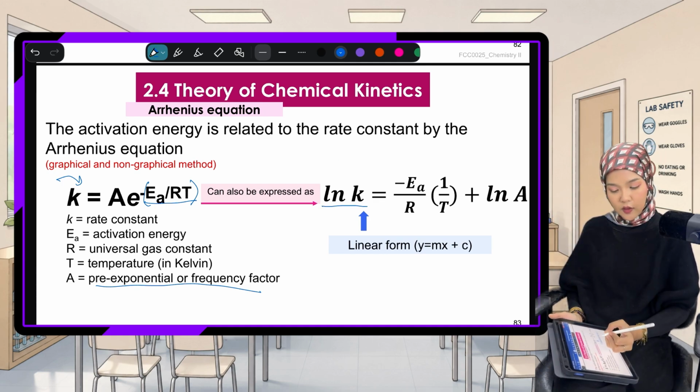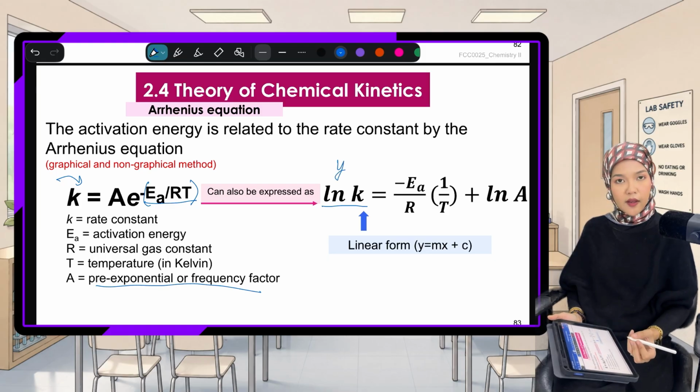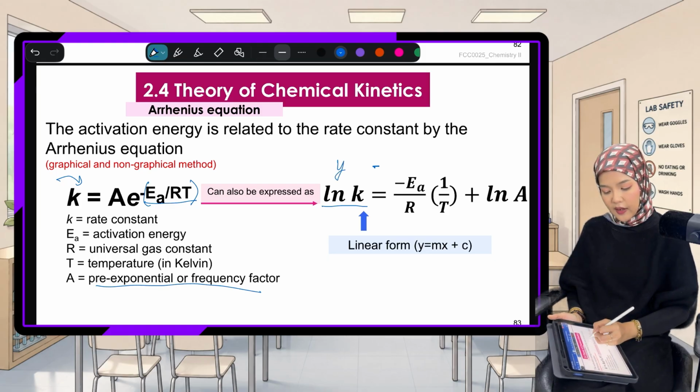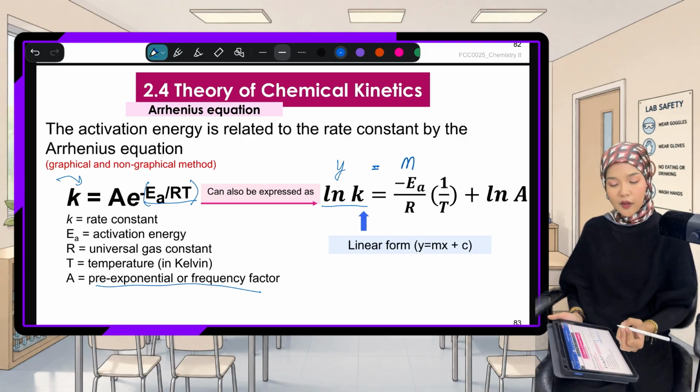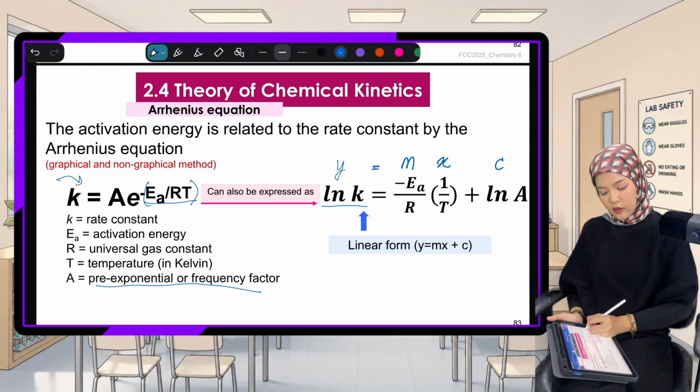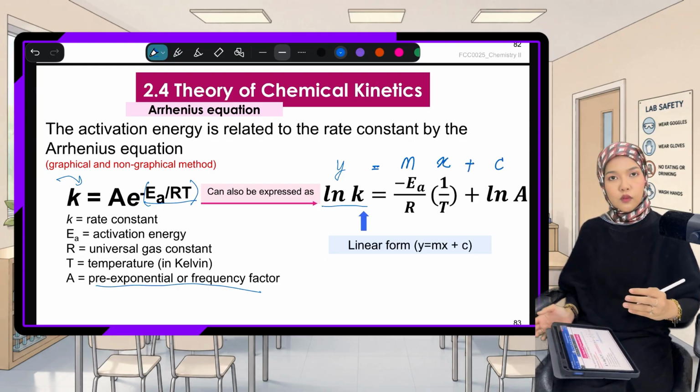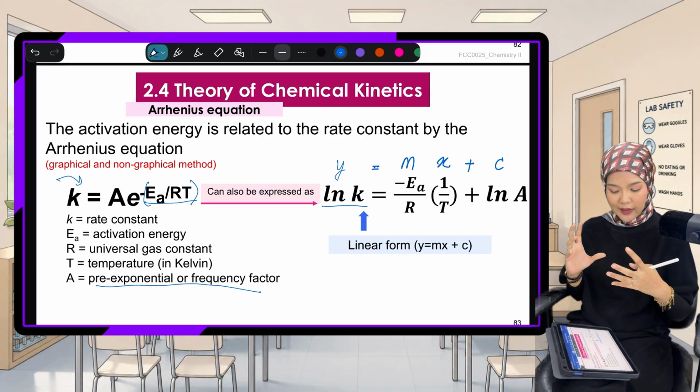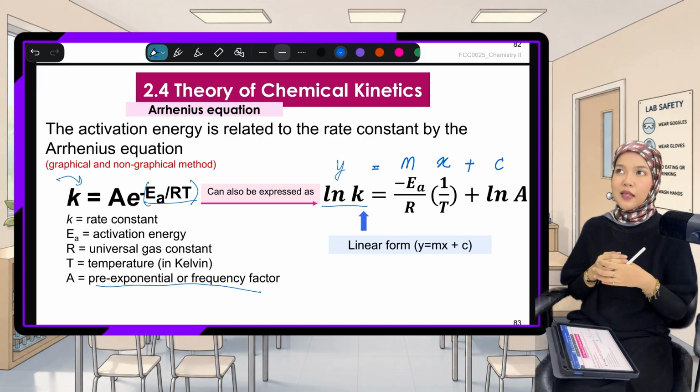ln k is going to be your y, equals negative Ea over R, which is going to be your m, and then this is going to be your x, and this is going to be your c. It's better to remember it in terms of the linear form. Why? Because we can have graphical and non-graphical methods.